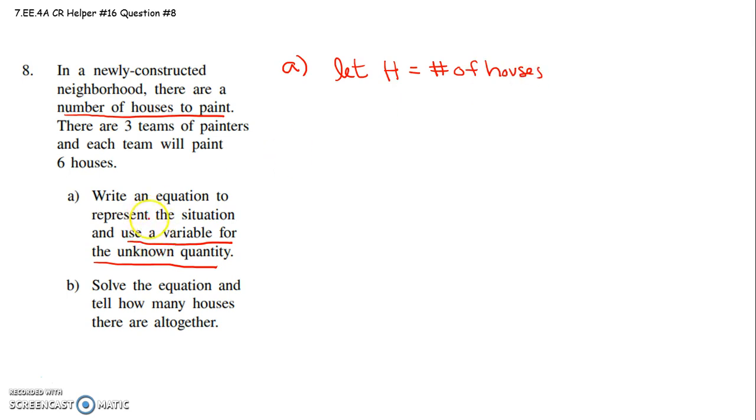Then I'm going to write an equation to represent the situation. A couple equations come to mind. If H is your number of houses and you know you have 3 teams and each team will paint 6 houses, to get your total number of houses, you just take your number of teams times how many houses each of those teams will paint. So H must be 3 times 6, 18 houses.